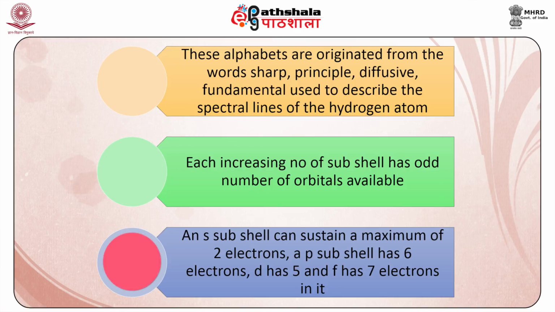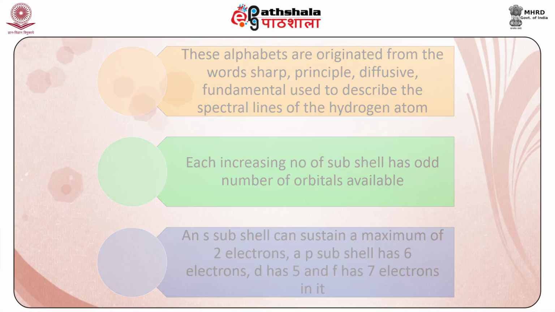An s subshell can sustain a maximum of 2 electrons. A p subshell can have 6 electrons to the maximum extent, and d has a total of 5 orbitals, and f has a total of 7 orbitals, and thus the total number of electrons which can be occupied by d and f is 10 and 14.